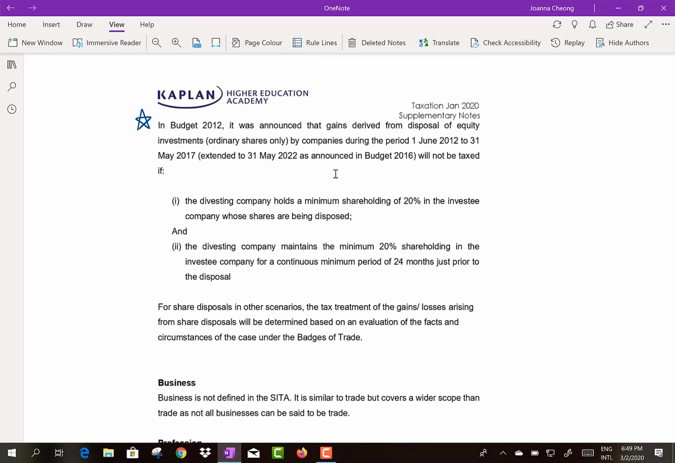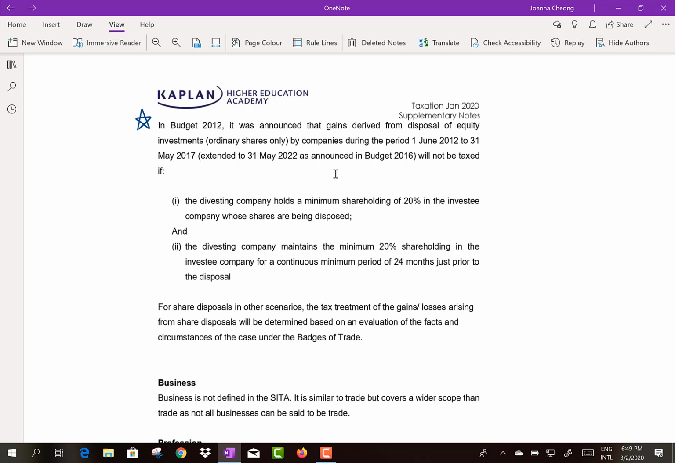Okay, now, this is a rule that is only applicable to ordinary shares. If a company sells shares and they make a gain, is it taxable? This is only for ordinary shares, okay? So do bear in mind, if it is pertaining to disposal of other assets, you don't use this rule. This is what we call the non-taxation rule of ordinary shares, okay?